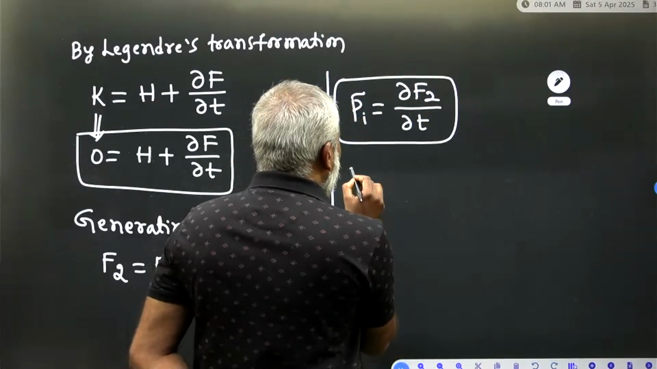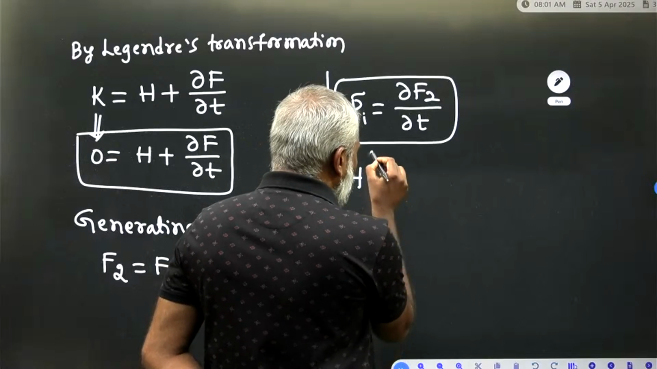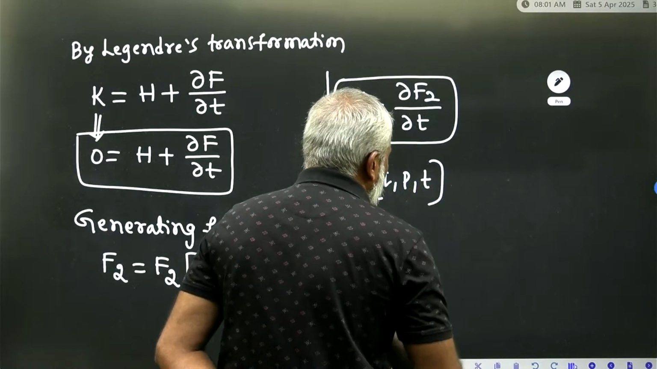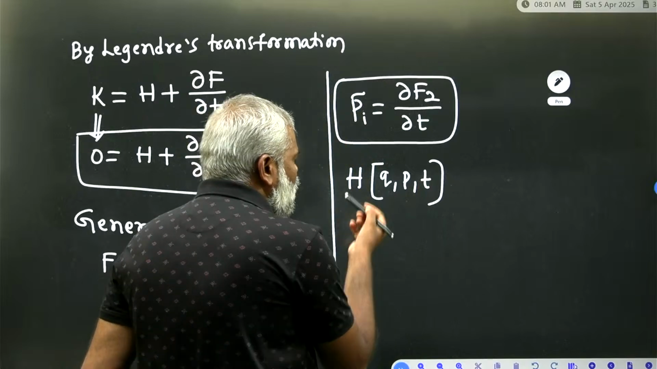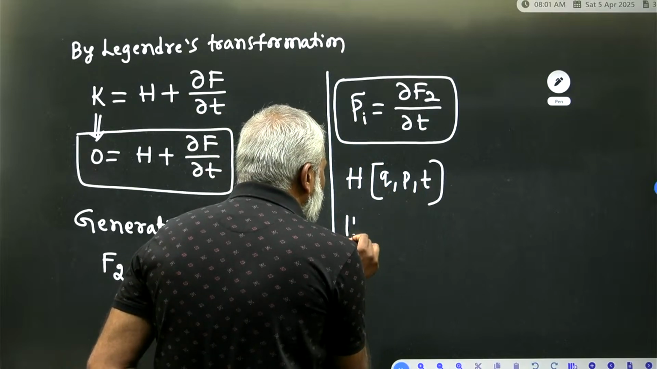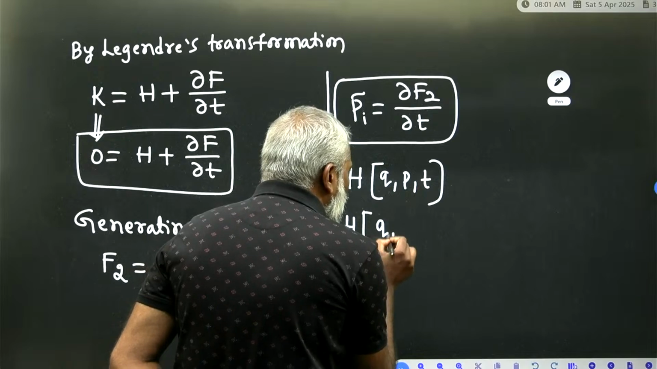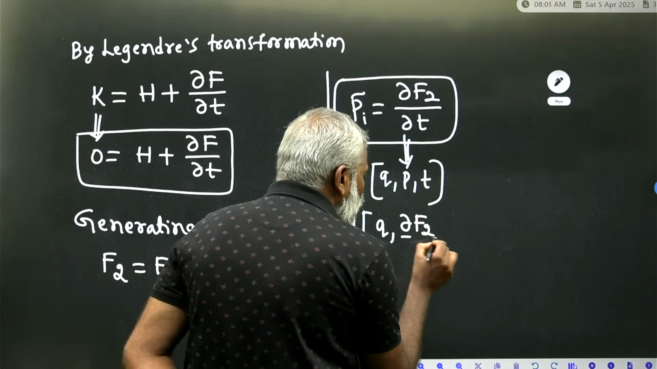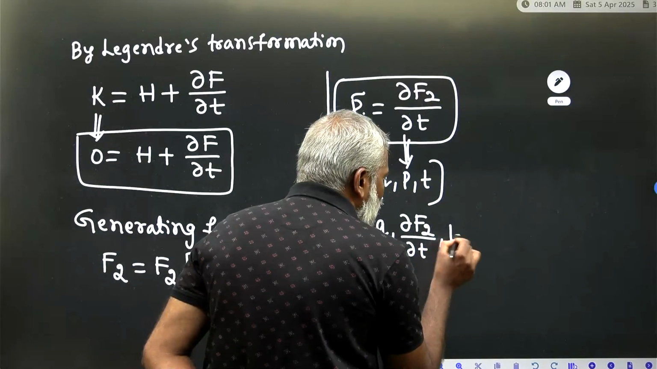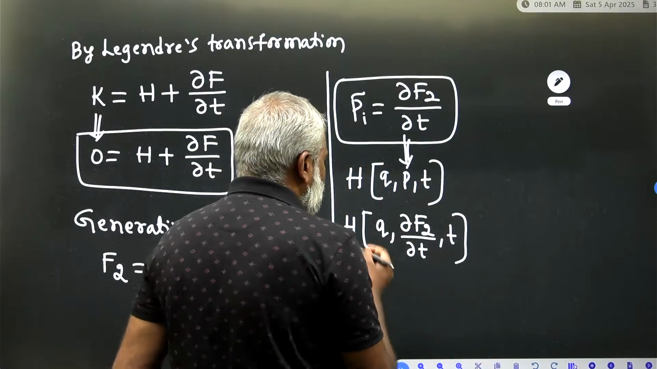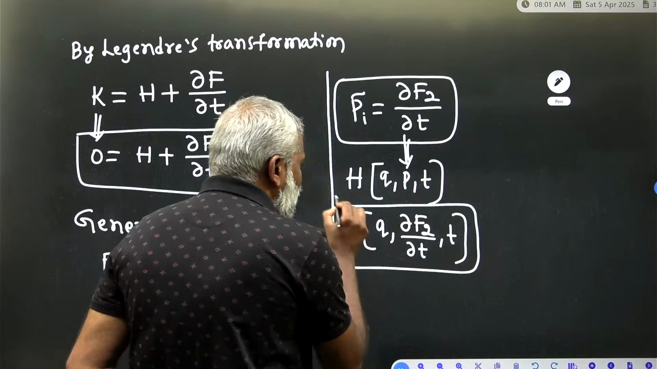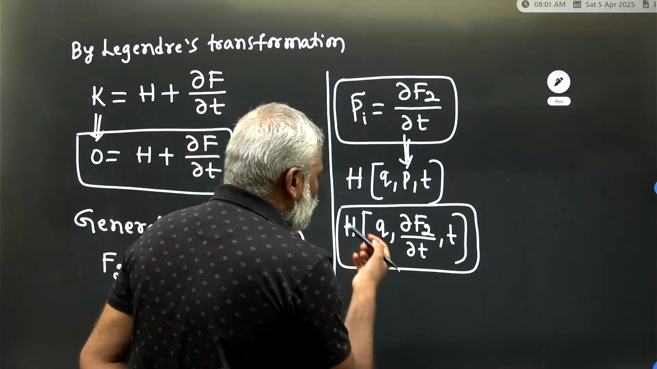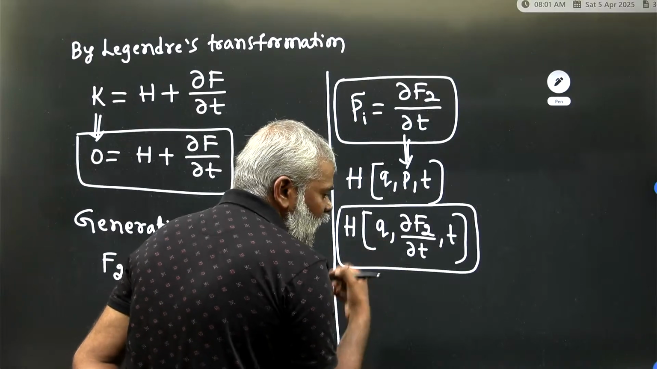But you know your Hamiltonian is H(q, p, t). So therefore your Hamiltonian has now become H(q, ...). So what is your p? Your p is equal to ∂F2 by ∂q, comma t. This is the old coordinate of the Hamiltonian. So you have to take your F as ∂F2 by ∂t.